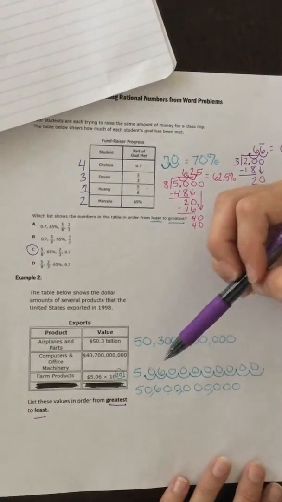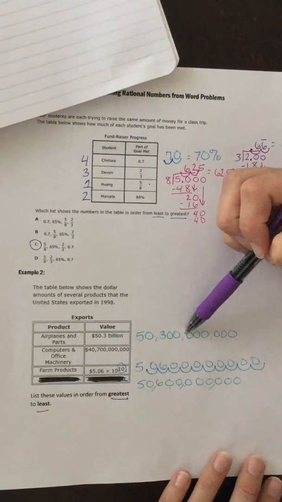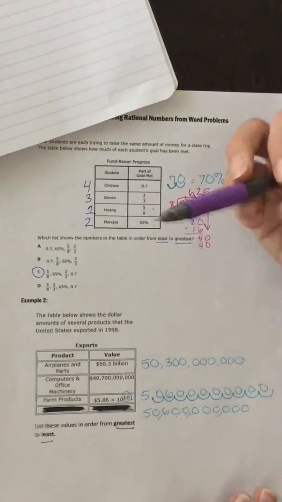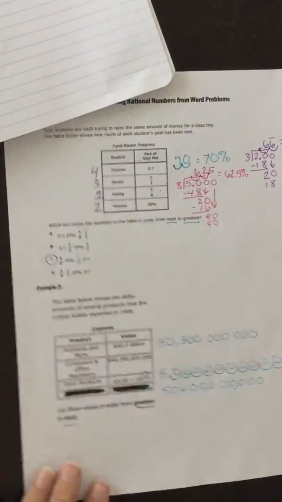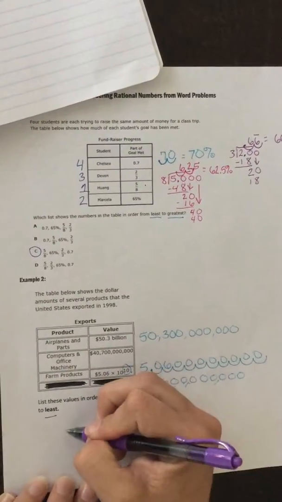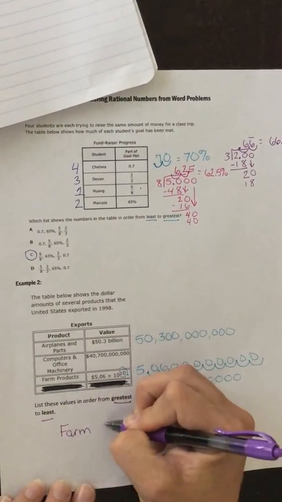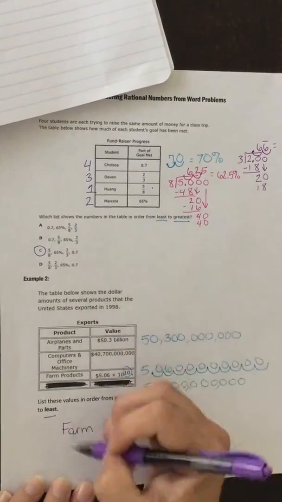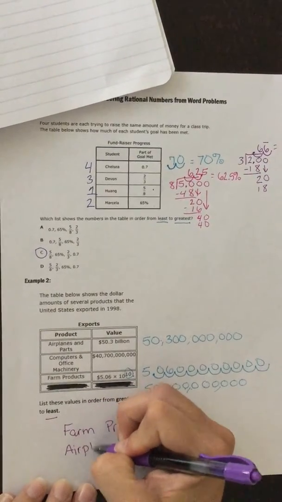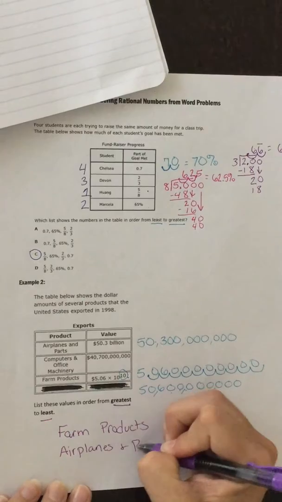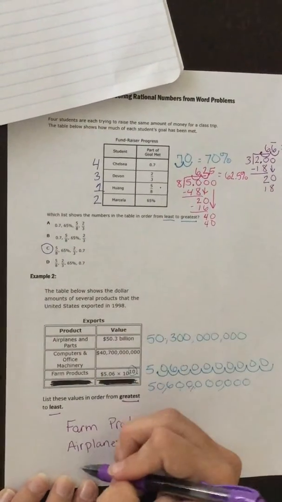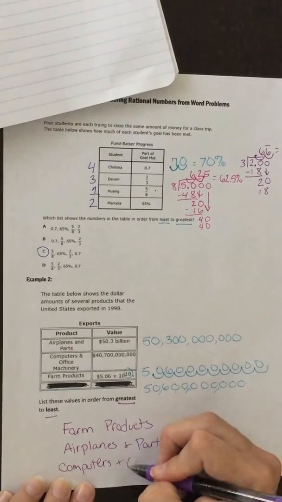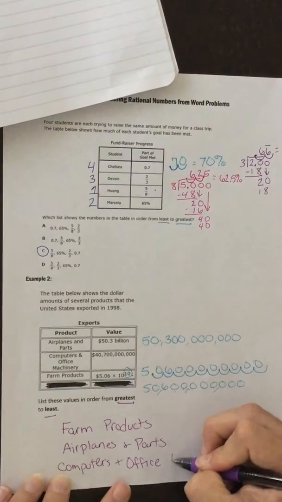I'm now going to place these in order from greatest to least. So the biggest number out of 50,300,000,000, 40,700,000,000, and 50,600,000,000 is going to be the 50,600,000,000. So we would have the farm products is the greatest, followed by airplanes and parts, and the smallest number is computers and office machinery.